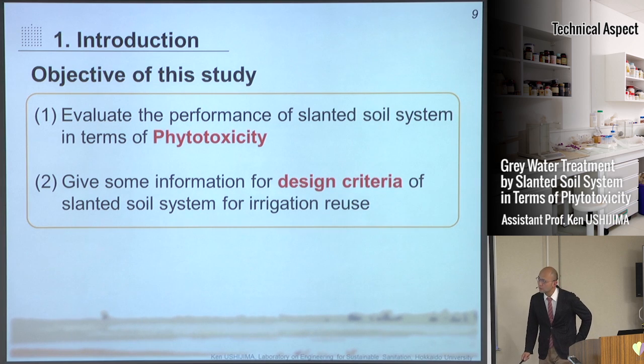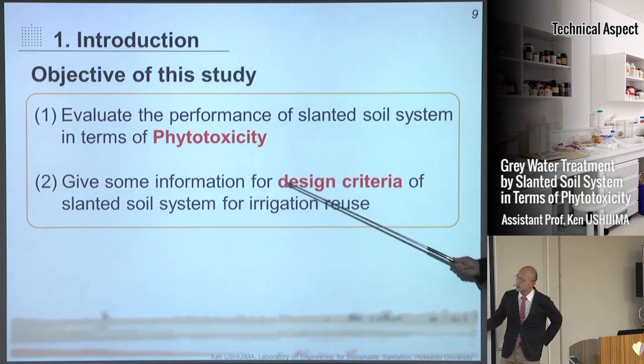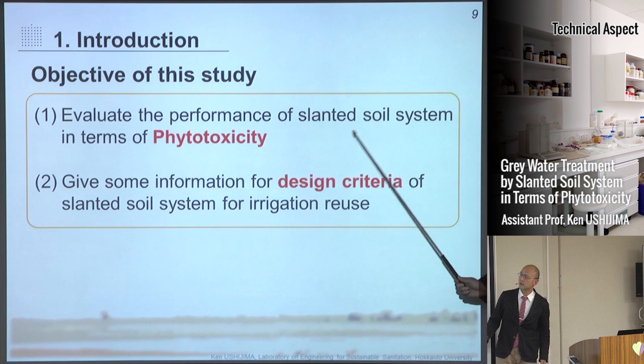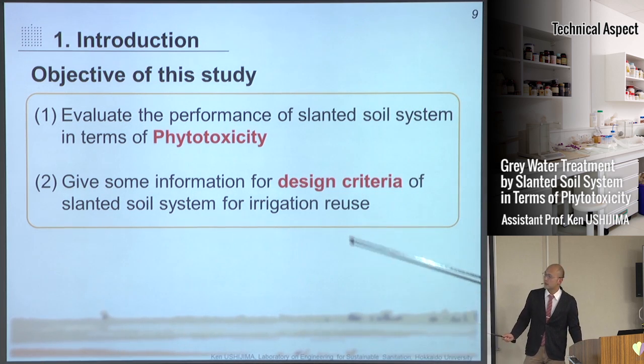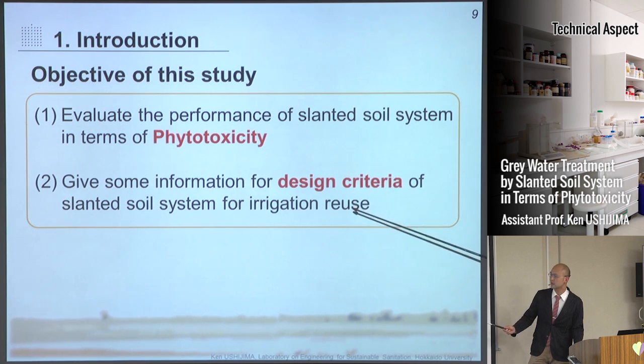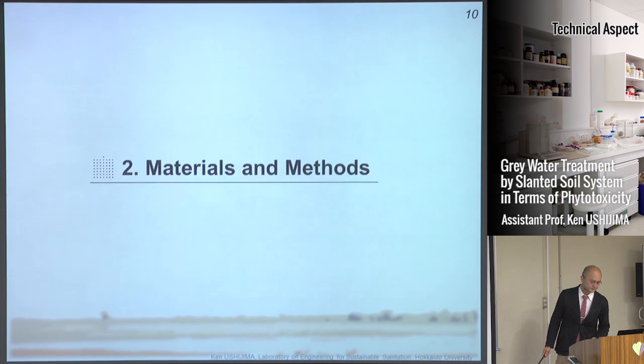So the objective of this study is, first, to evaluate the performance of the slanted soil system in terms of phytotoxicity. And second, to give some information for design criteria of the slanted soil system for irrigation reuse. Materials and methods.